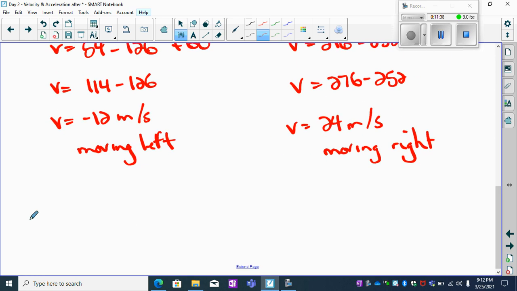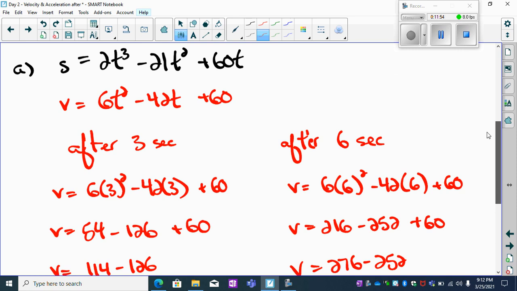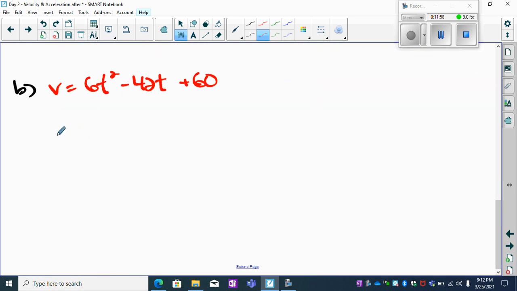So I'm going to take that velocity equation. v equals, and I believe it was 6t squared minus 42 times t plus 60. Double check that. 6t squared minus 42t plus 60, yeah. And I'm going to set v equal to 0, and I'm going to solve for t. So to do that, I'll factor out a 6 first.